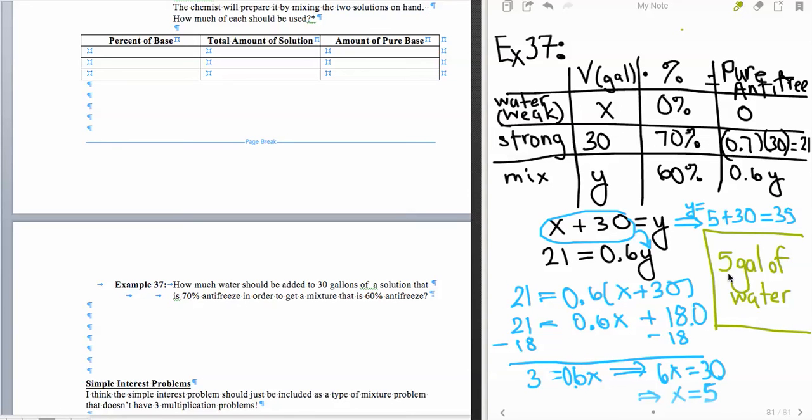Keep in mind that this means that we're taking this strong antifreeze solution and we're diluting it, right? We're making it a little bit weaker. See that we're making it weaker. And 5 gallons of water is my simple answer, and then I did check my answer. x plus 30 is 35. 35 times 0.6, is that equal to 21? Absolutely.